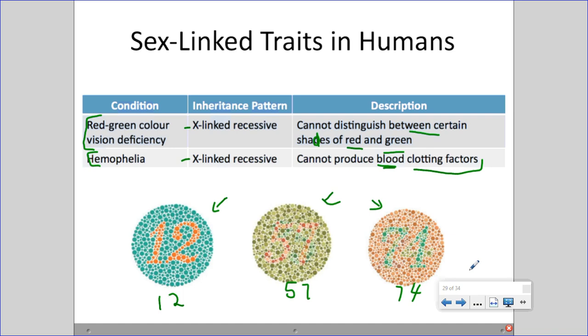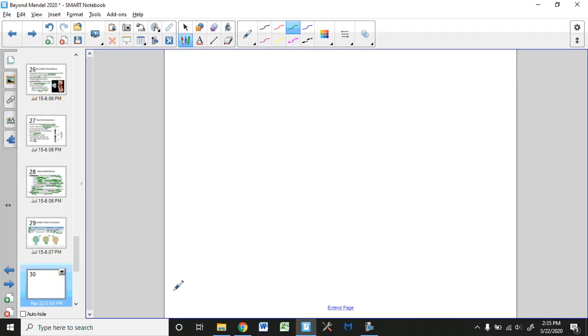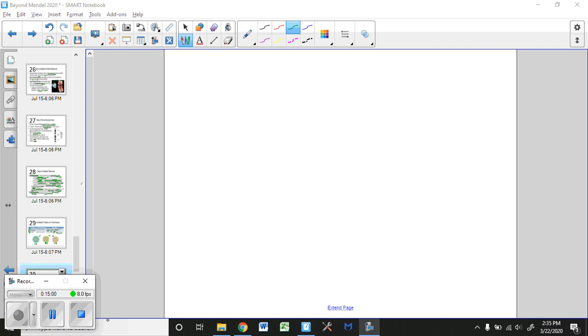So that is the end of this video for 3.4, genetic diseases due to recessive alleles.